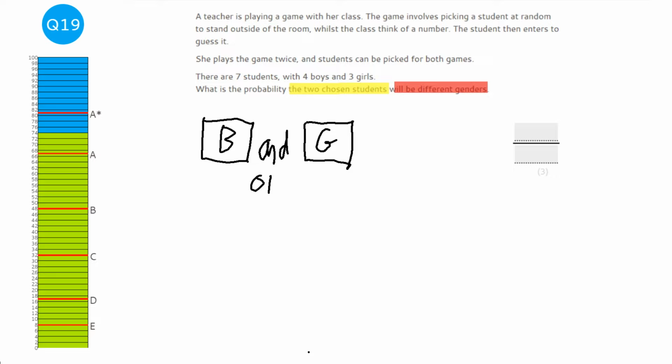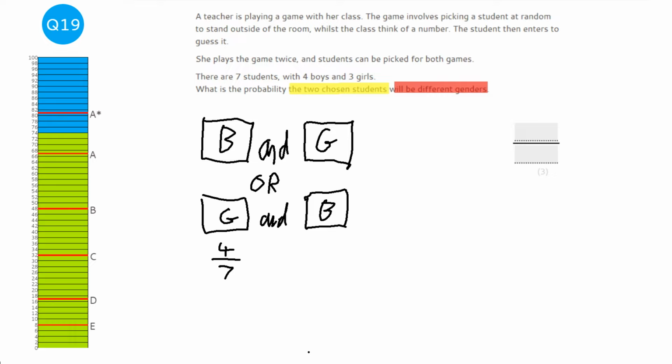Or we could have a girl and then a boy. So those are the 2 outcomes that would happen for us to have 2 chosen students that were different genders. So we're going to change that into maths. So the probability of a boy being picked is going to be 4, because there's 4 boys, over 7, because there's 7 students in total.